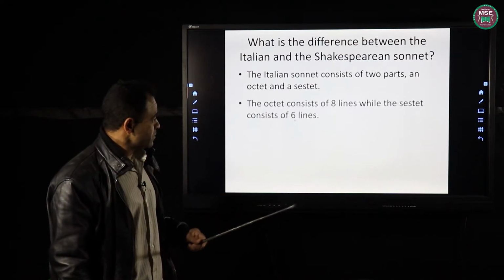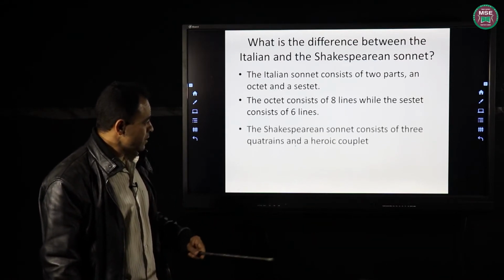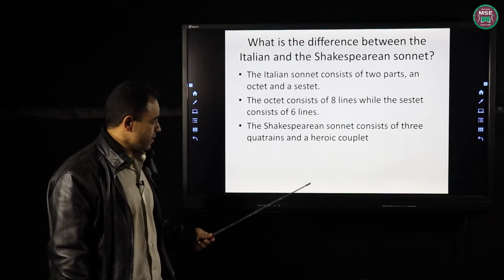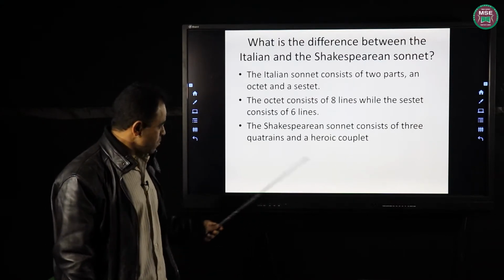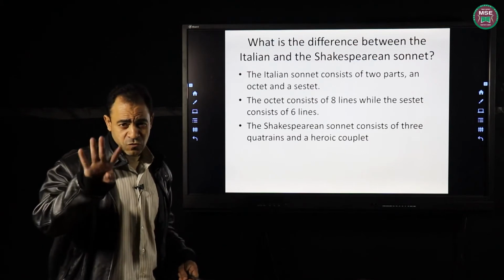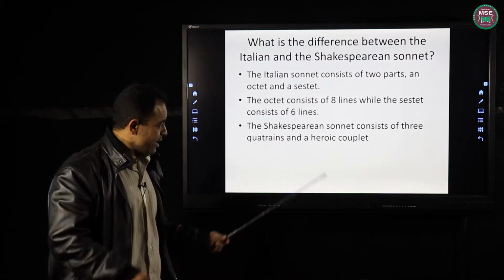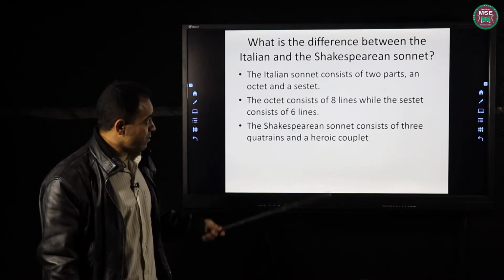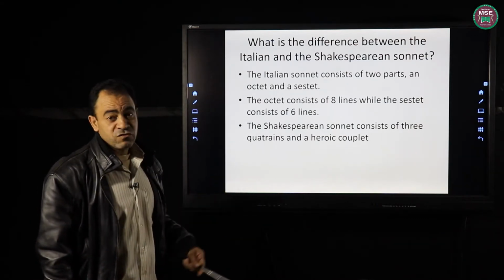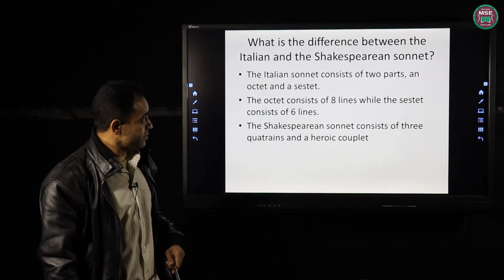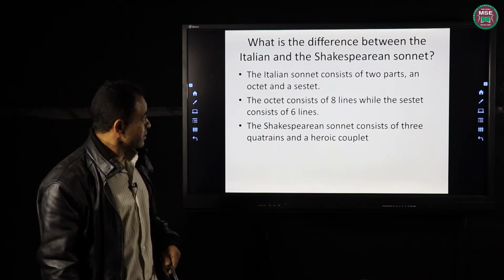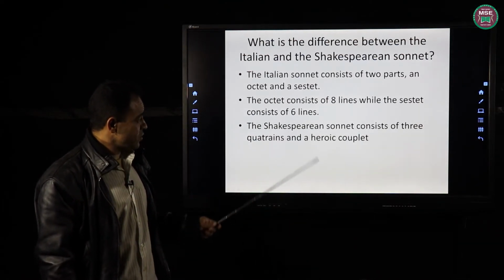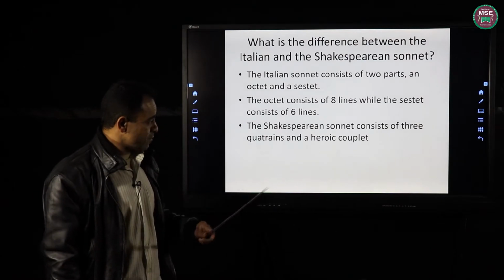But what about the Shakespearean one? The Shakespearean sonnet consists of 3 quatrains and a heroic couplet. What does it mean, 3 quatrains? It means 3 fours, 4 and 4 and 4, 12. And a couplet, 2, it equals 14. So as they are sonnets, it is 14 lines, the Italian or the Shakespearean. As we said, the Italian sonnet has only 2 parts, octet and sestet. The Shakespearean has 3 quatrains and a heroic couplet.